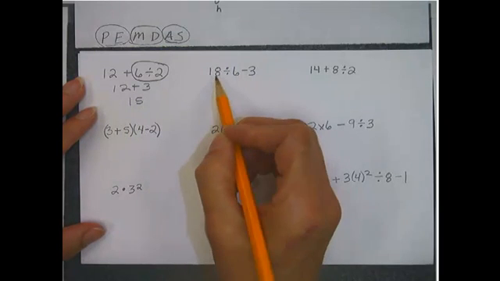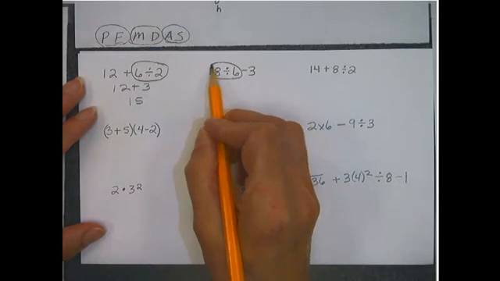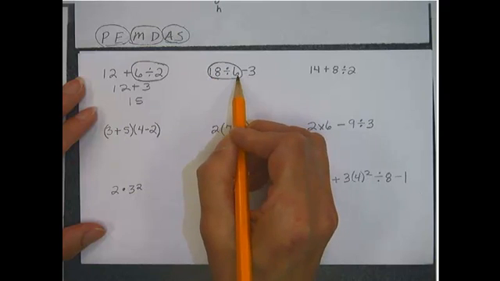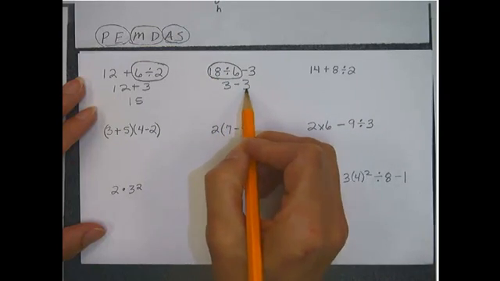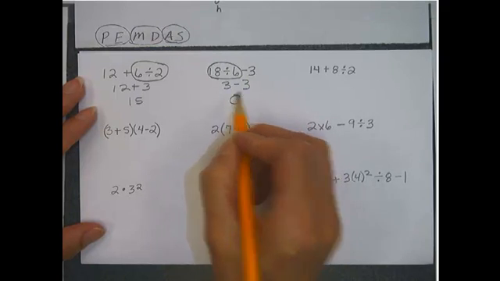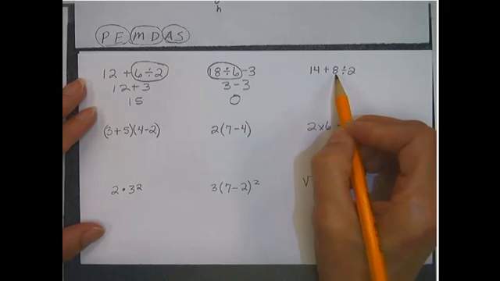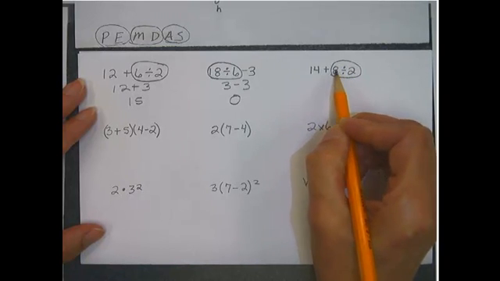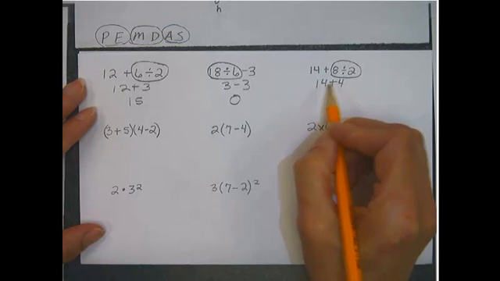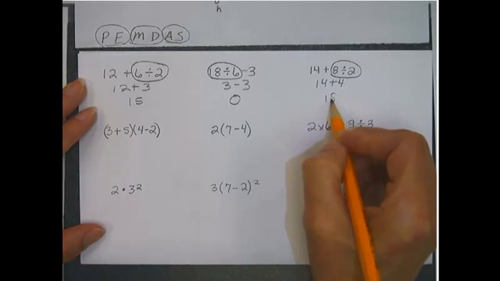In this next case, we have division right off the bat. 18 divided by 6 is 3. Then we bring down, the last thing to do is a subtraction. 3 minus 3 is going to give us 0. And again, on this one here, we have a division. We're going to have to deal with that before we do our addition. 8 divided by 2 is going to be 4. Bring down the rest of it. 14 plus 4 would give us 18.